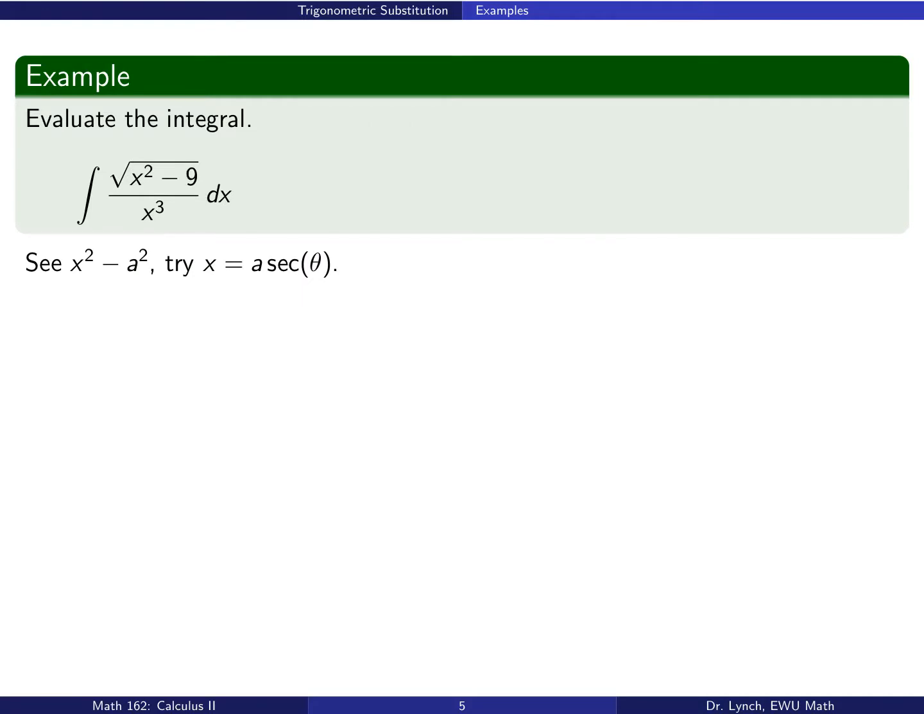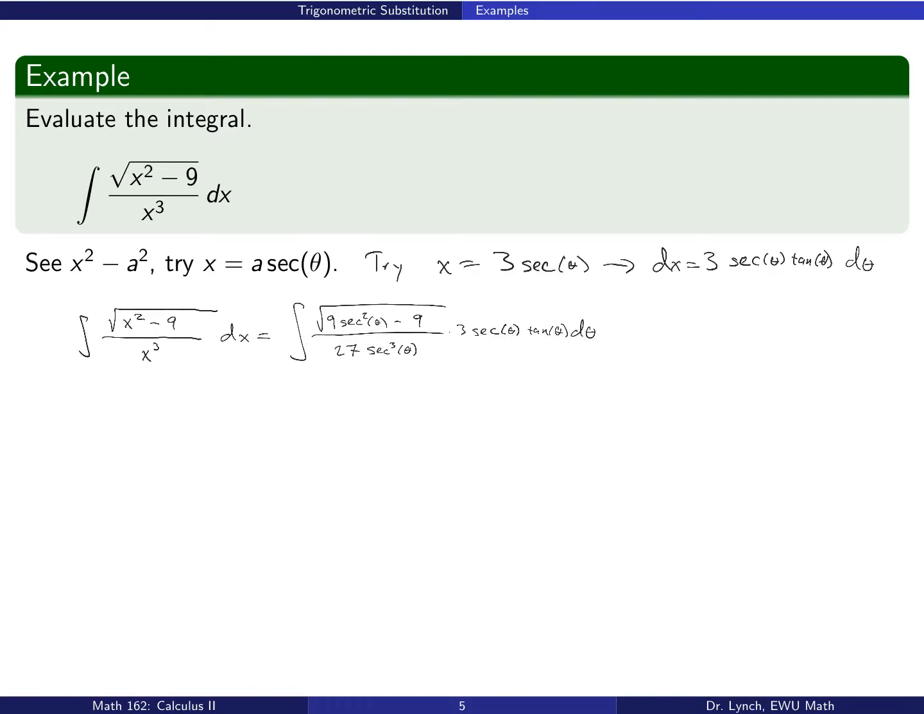Okay, here's another example. Let's go ahead and have a look at the integral, the square root of x squared minus 9 divided by x cubed dx. Again, here we see a difference of squares, x squared minus a squared, motivating the substitution a secant theta. So here's our indefinite integral after the substitution x equals 3 secant theta. Of course, dx is 3 secant theta tangent theta d theta.